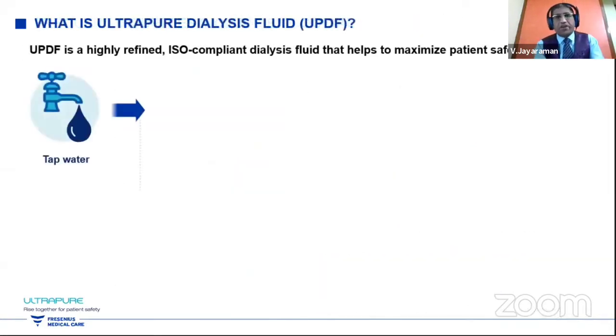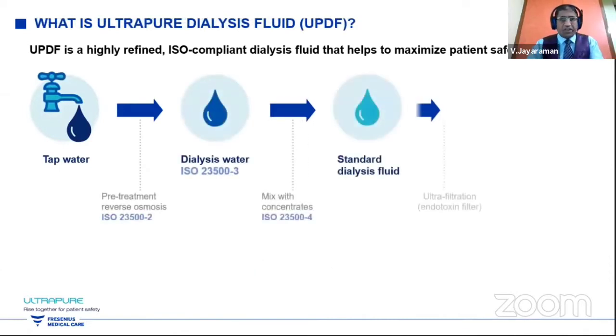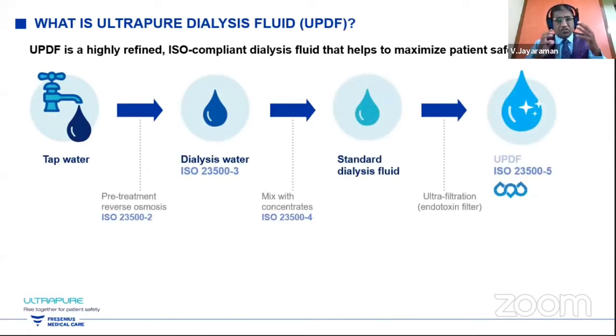Then what is ultra-pure dialysate fluid? Tap water comes to the water treatment system, the reverse osmosis water treatment system. Before that, you always have a pre-treatment. It should meet the standards of ISO 23500 part 2. And then what comes out of that equipment is the dialysis water meeting the standards of ISO 23500 part 3. Mixing the concentrate should also have a standard, meeting 23500 part 4.